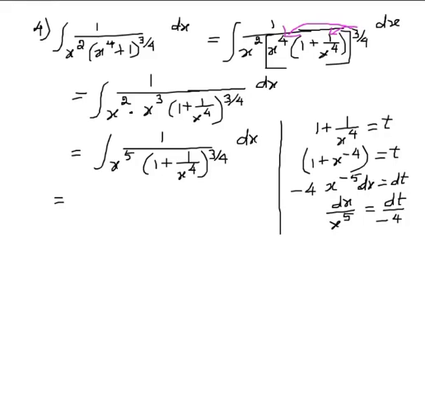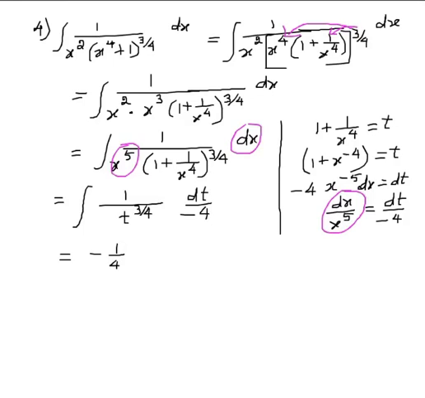Let us do this substitution. dx divided by x power 5 becomes dt divided by minus 4. And 1 divided by, this bracket is t, power 3 by 4. Minus 1 by 4 is a constant, and 1 divided by t power 3 by 4 can be written as t power minus 3 by 4 dt.